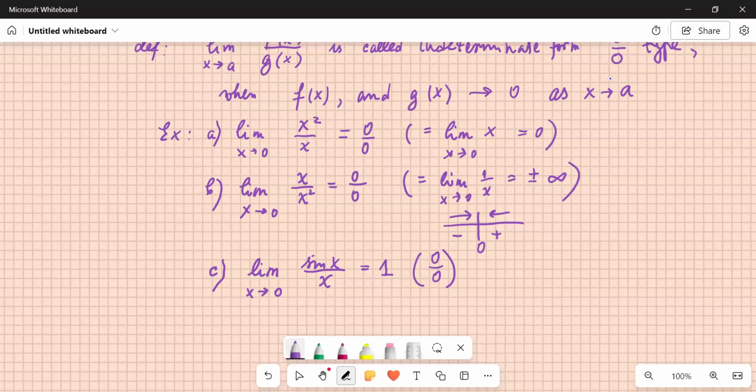Okay, so you see that indeterminate form 0 over 0 can be equal to 0, can be equal to infinity, and can be equal to 1 or some other number.